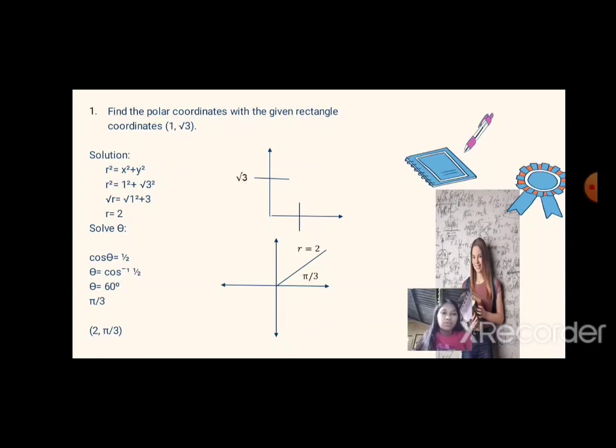So we use cosine theta is equal to 1 over 2. So theta is equal to cosine to the power of negative 1 of 1 over 2. So our theta is equal to 60 degrees. If we convert it, we have pi over 3. So our r is 2 and our theta is pi over 3.